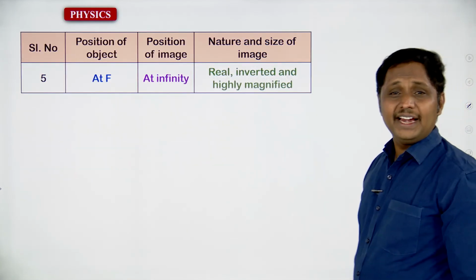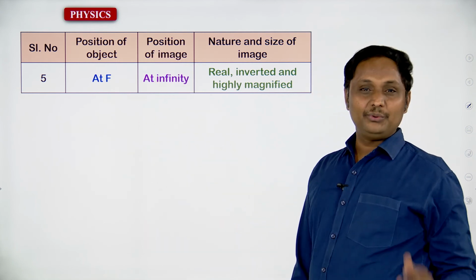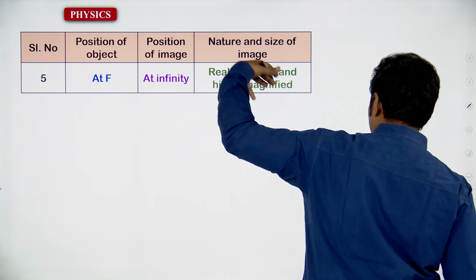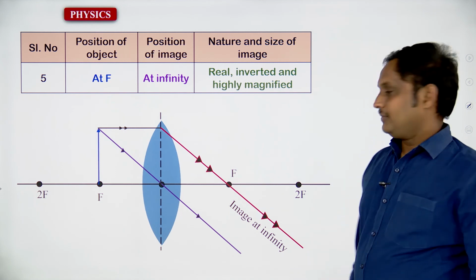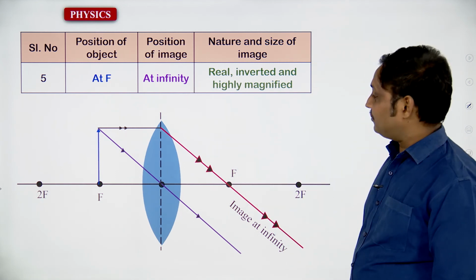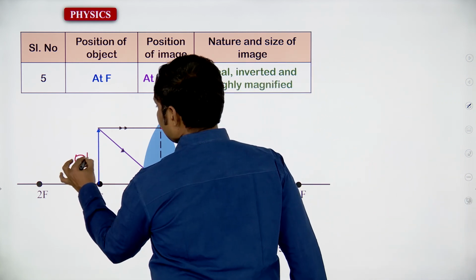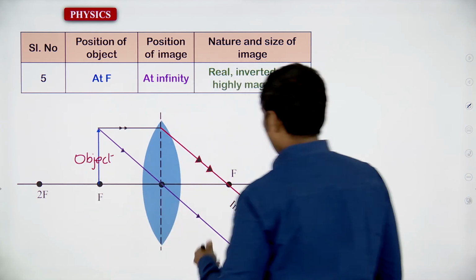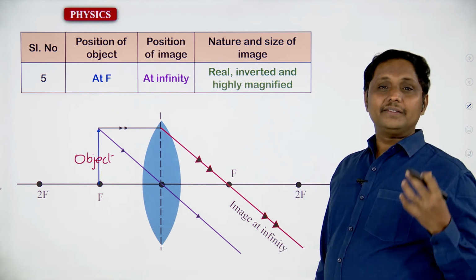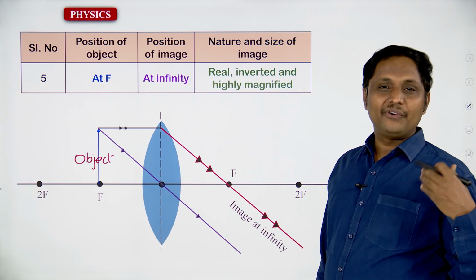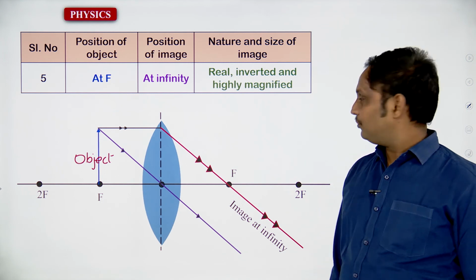Next, if the object is placed at F, the image is going to be somewhere else, but highly magnified. The rays become parallel and meet somewhere else, that is, at infinity. This is very important: they will meet at infinity. The image formed is real, inverted and highly magnified. This is the case we would like to confirm.